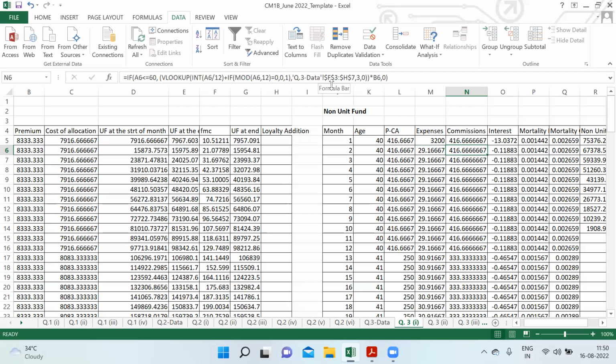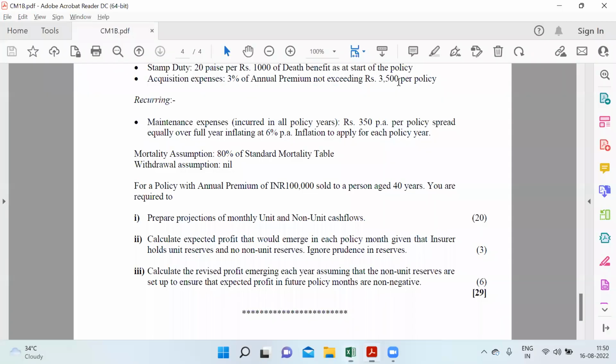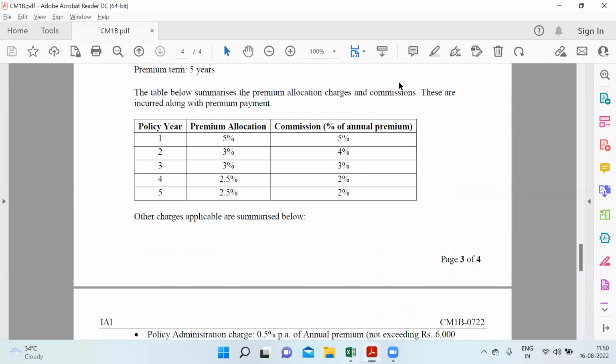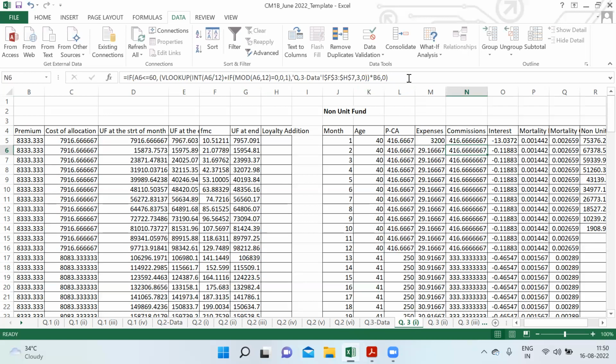Commissions is basically a percentage that was given to us, so you just take the commission percentage of the annual premium. Again, the monthly rates we had calculated. Interest is nothing but premium minus expenses minus commission, into the non-unit growth interest rate from the data tab.